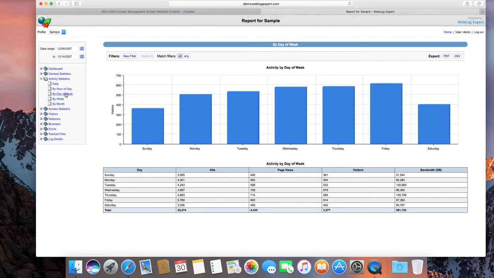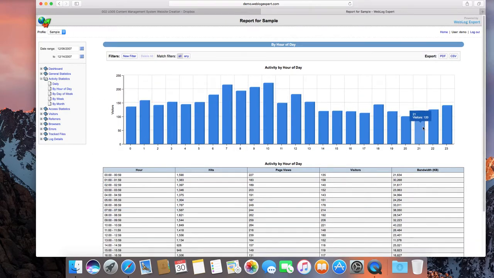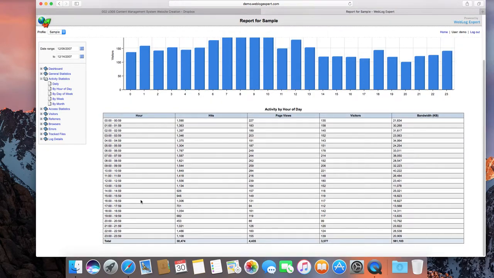The next one is by hour of day. As you can see here, this is all the data. So you can see here all the different times. This is the amount of hits and people that are coming onto the site, and the page views and the visitors is the same as hits.